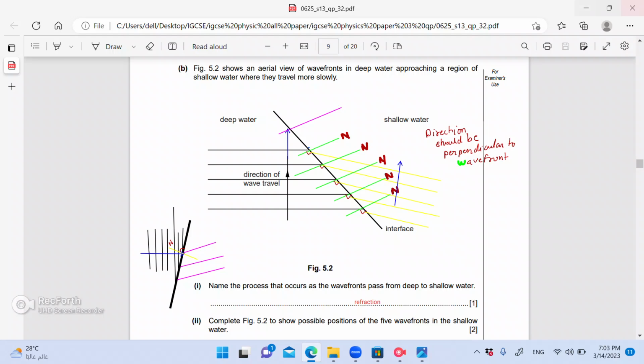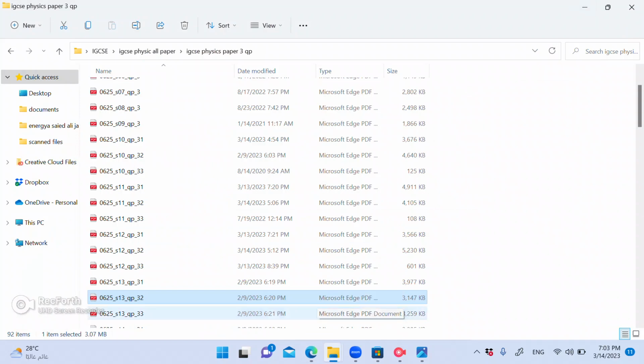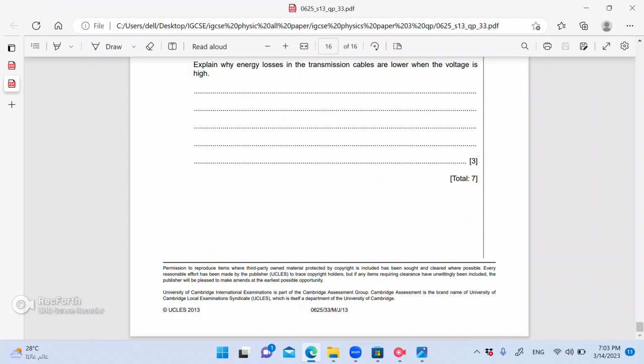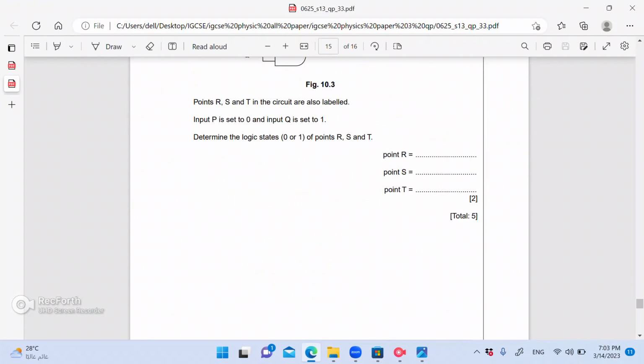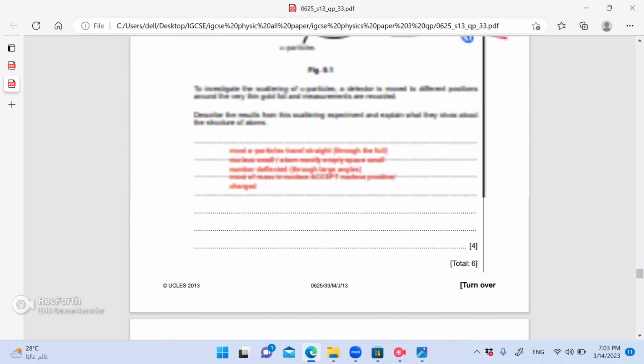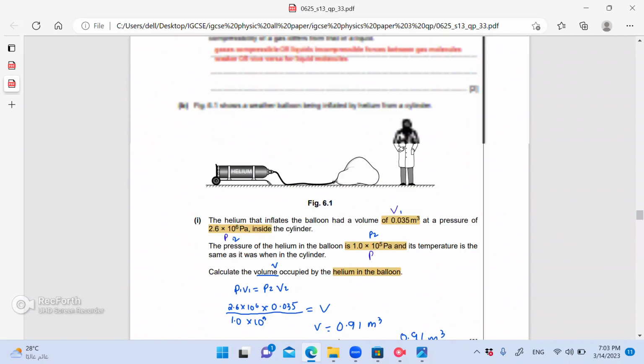Yes, this one. Look at this. Okay, this is also a little bit tricky. First, let me show you some easy questions. Then we will move to the harder question.